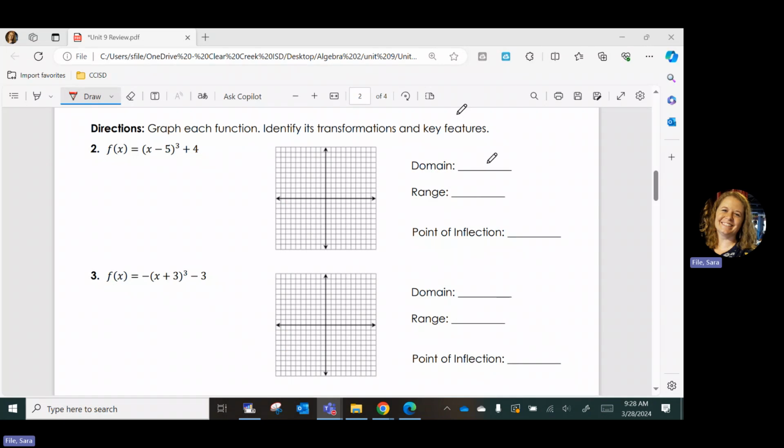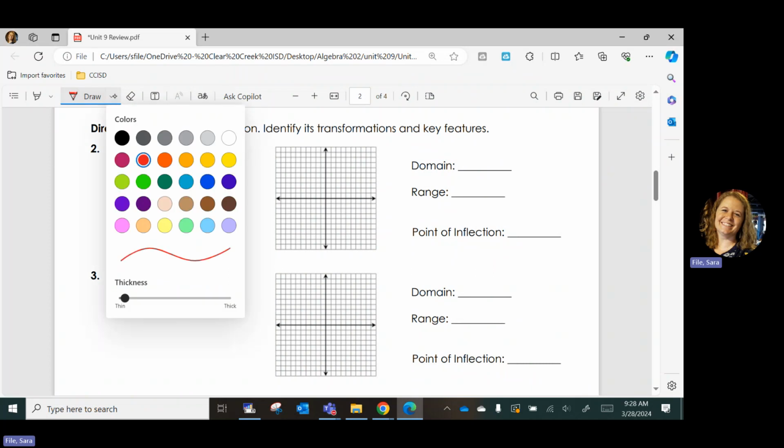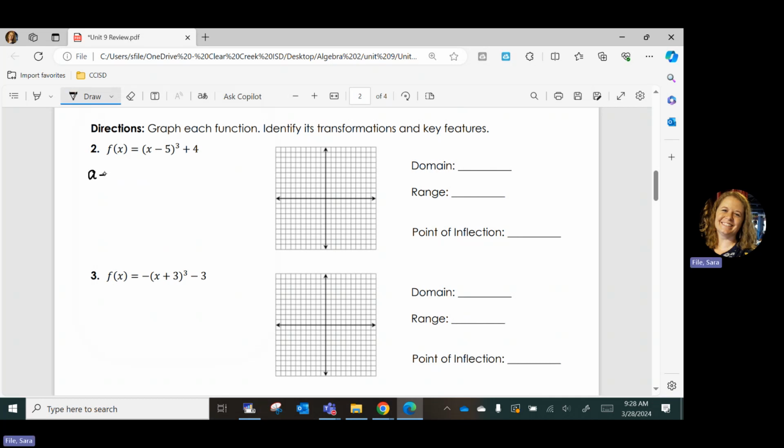So this is the review, Unit 9 review. This is video 2. So we're on the second page here where we are graphing and doing transformation rules. So we need to know our transformations. Remember, we identify A, H, and K to help us.